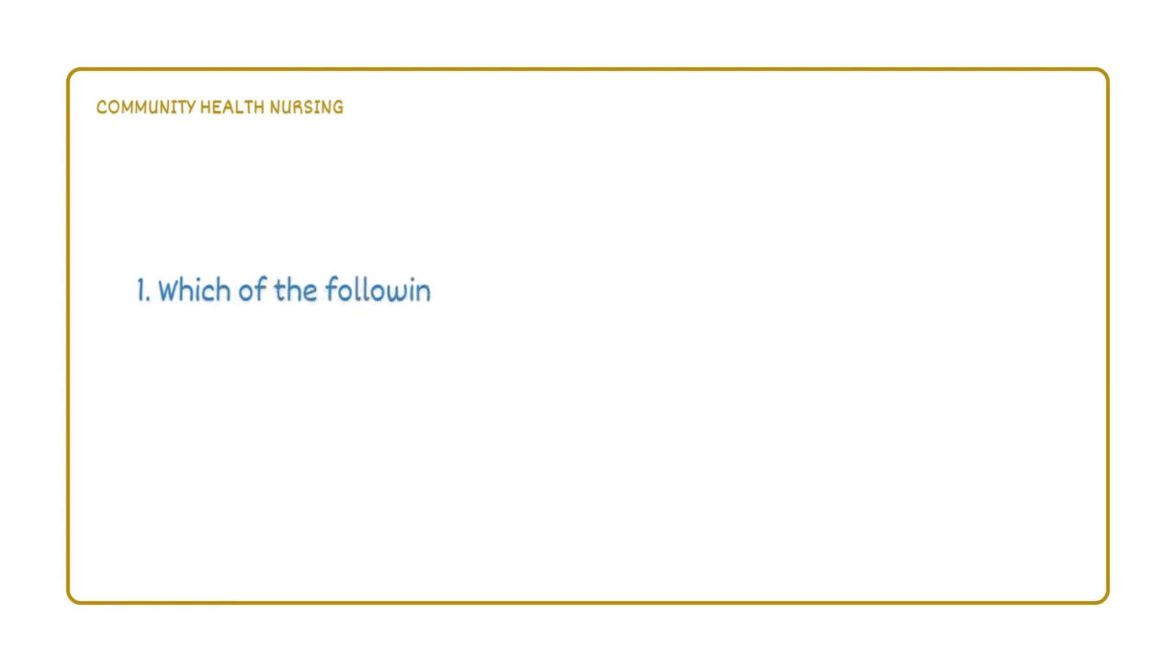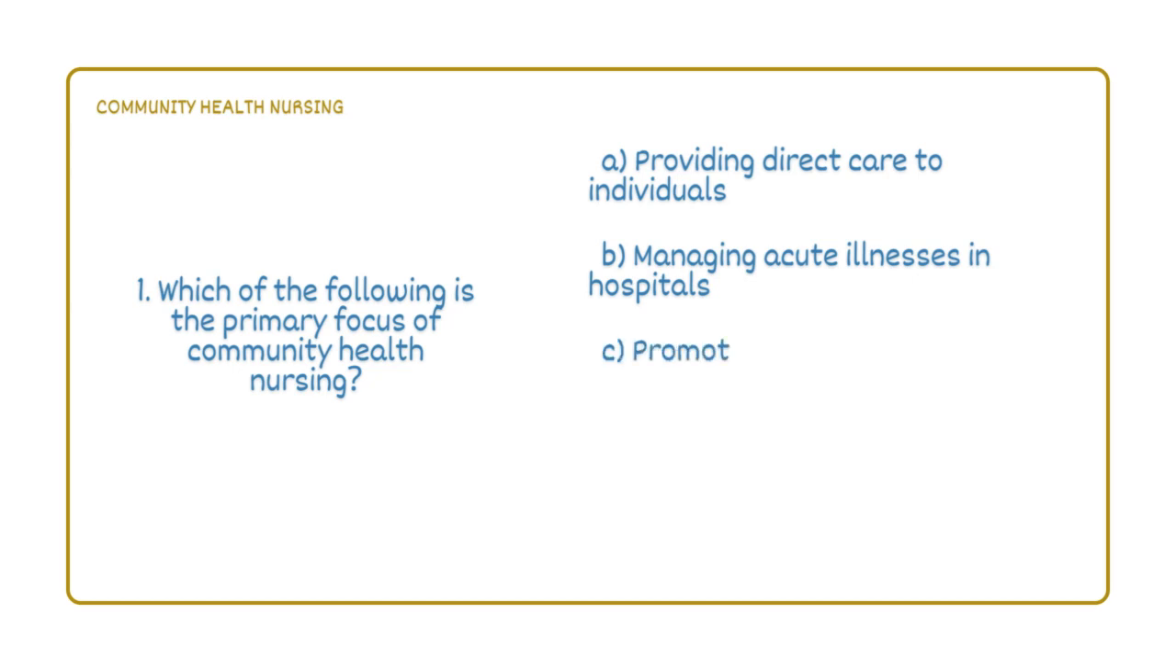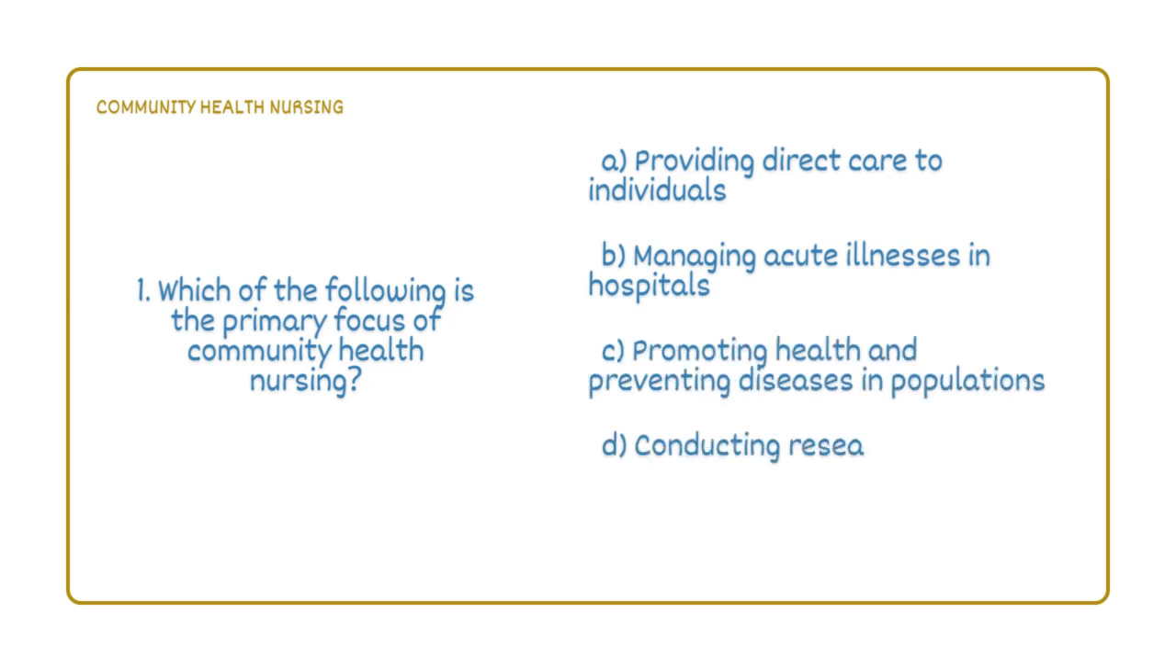1. Which of the following is the primary focus of community health nursing? A. Providing direct care to individuals. B. Managing acute illnesses in hospitals. C. Promoting health and preventing diseases in populations. D. Conducting research in healthcare settings.